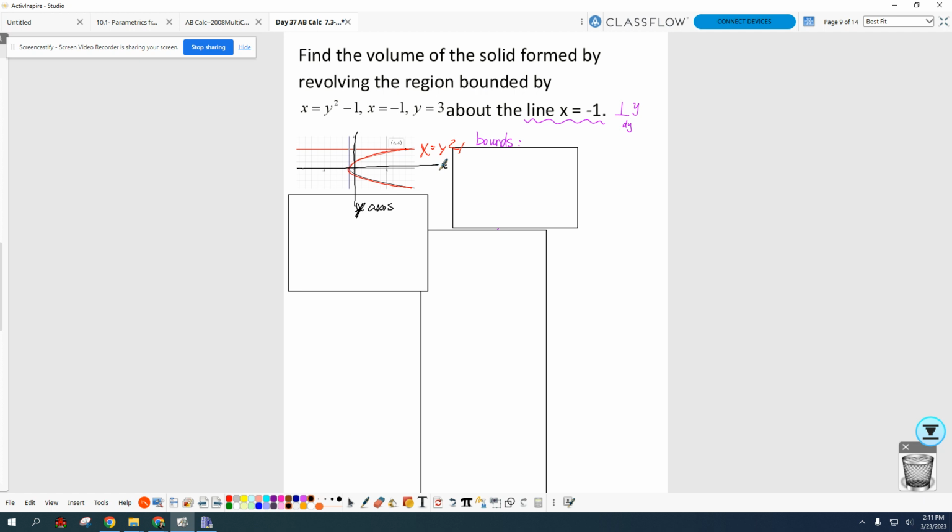That's the y-axis. This is the x-axis. And we're spinning it around x equals -1. Right there. So the shape we get when we spin, does anyone have a visual of what it might look like? Yeah? Isn't it endless?